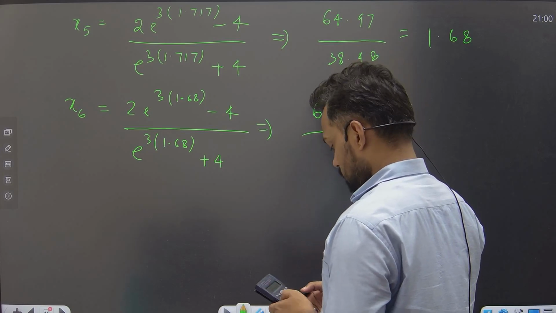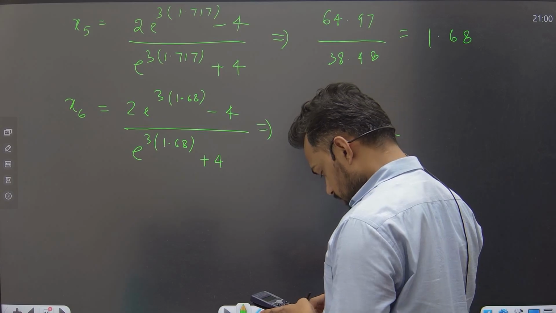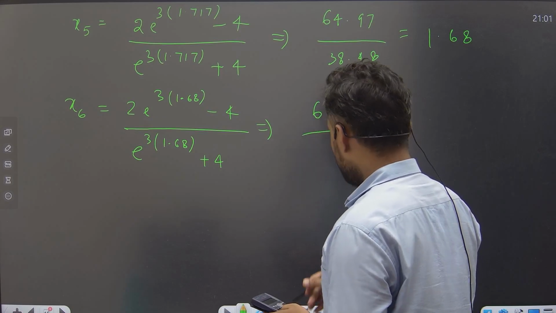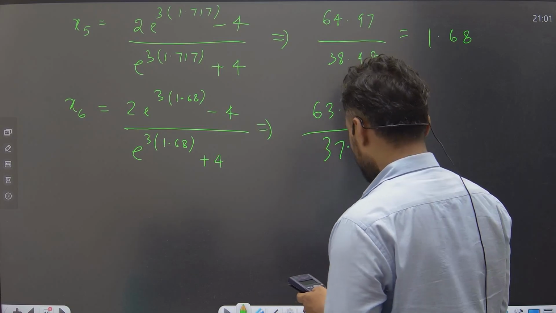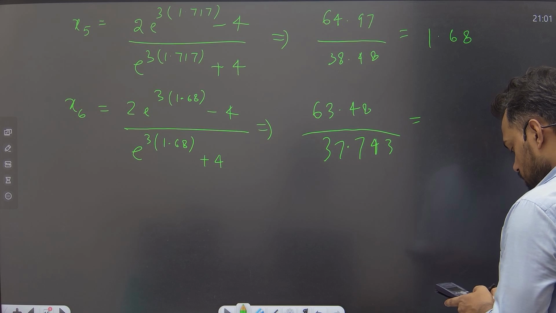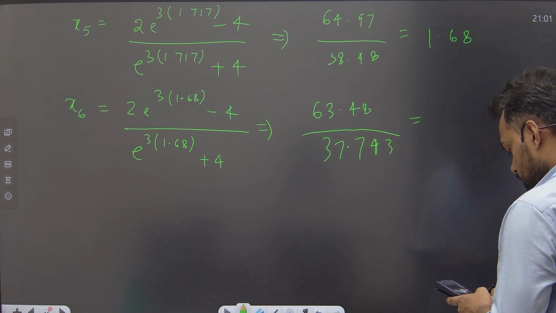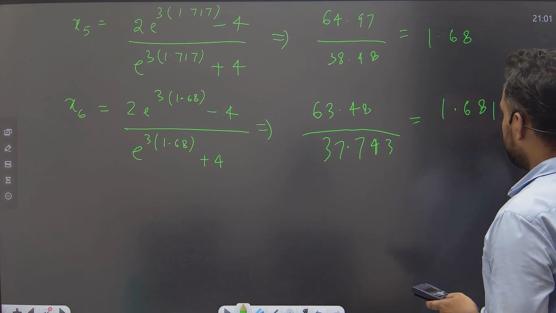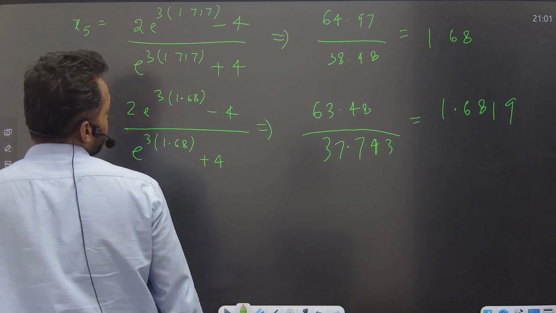upon e raised to the power 3 cross 1.68 plus 4, we are getting 37.743. So what we'll get here, 63.48 upon 37.743, that is 1.681. So now finally we have got our value.